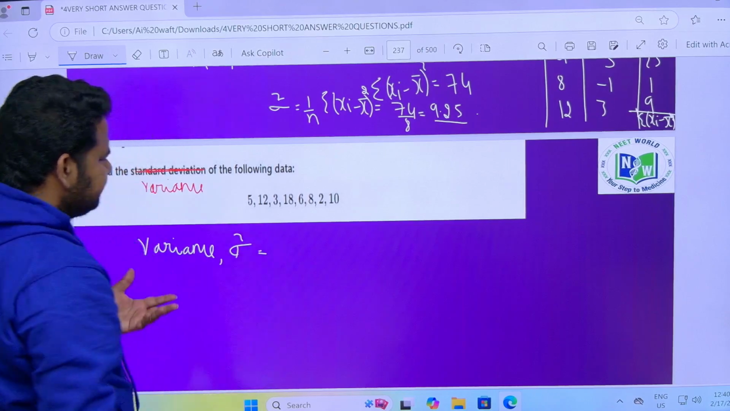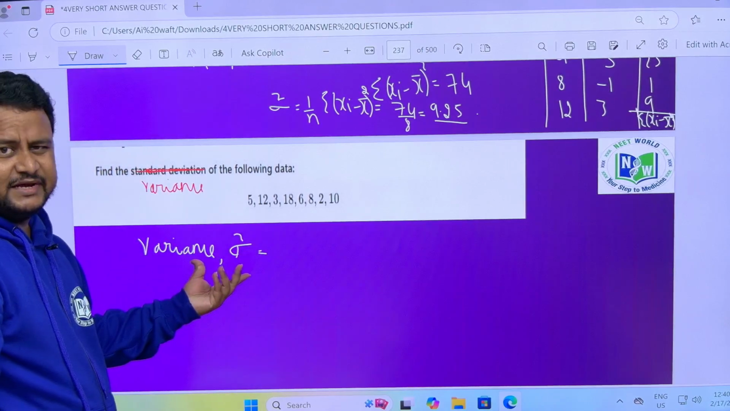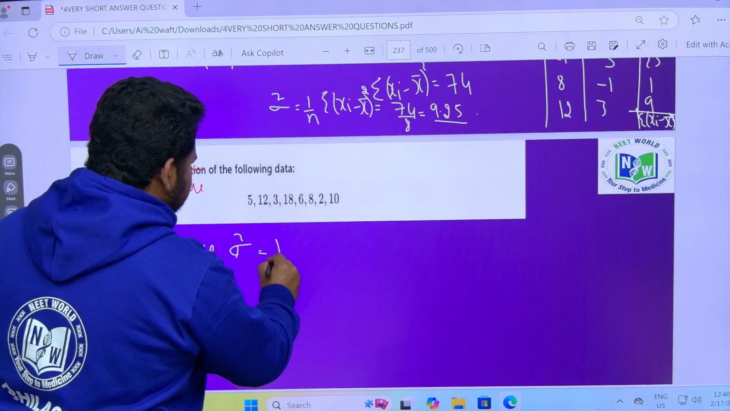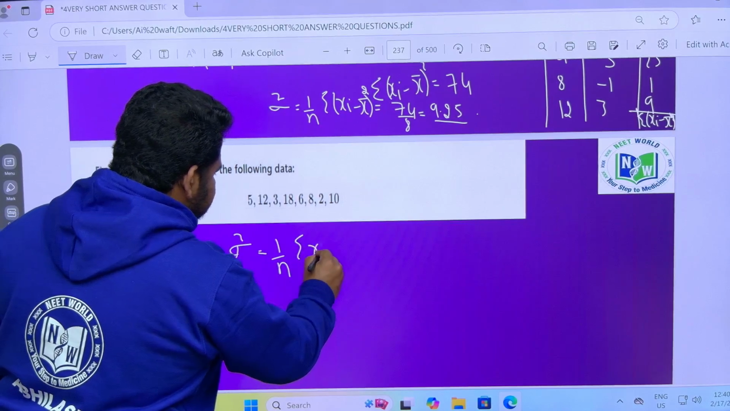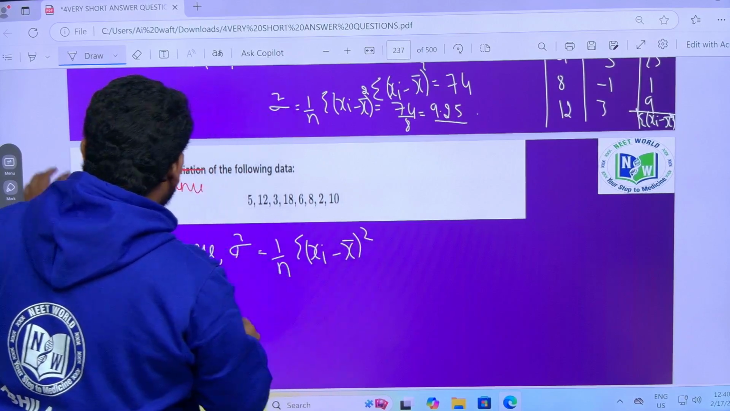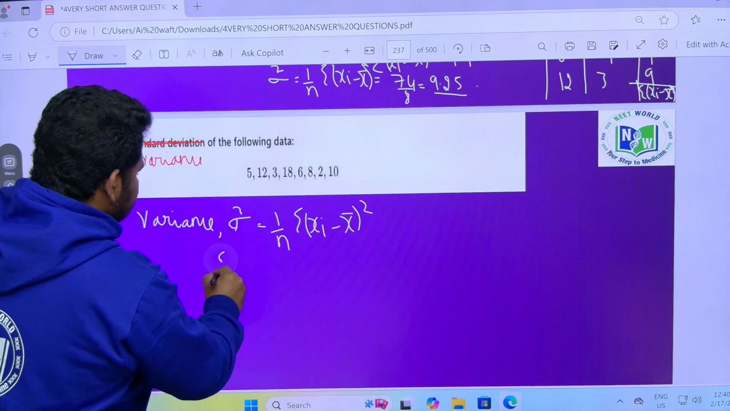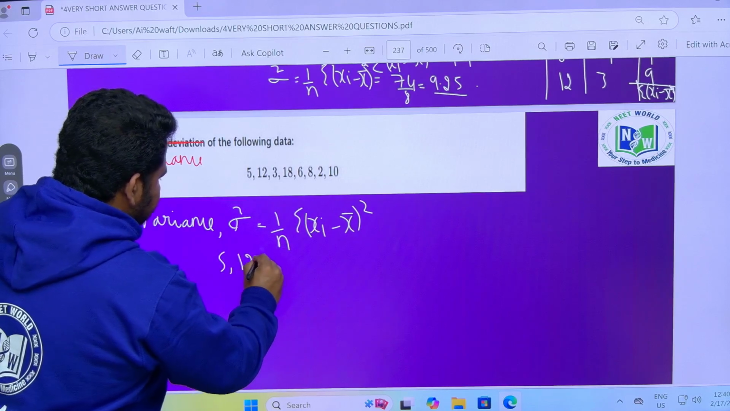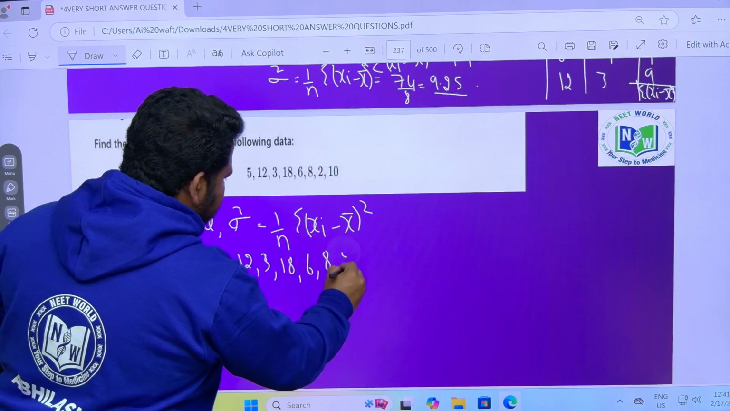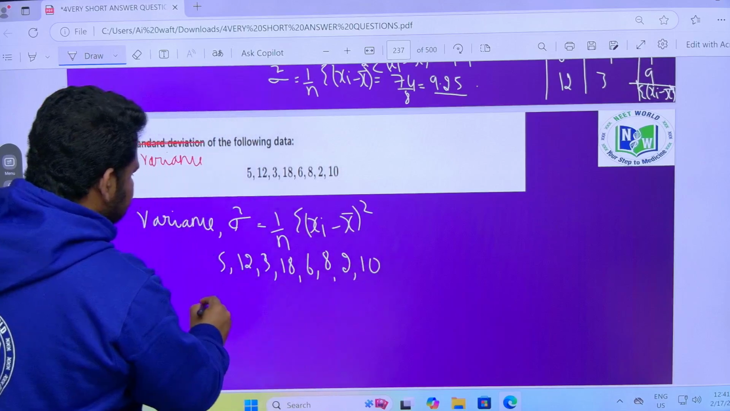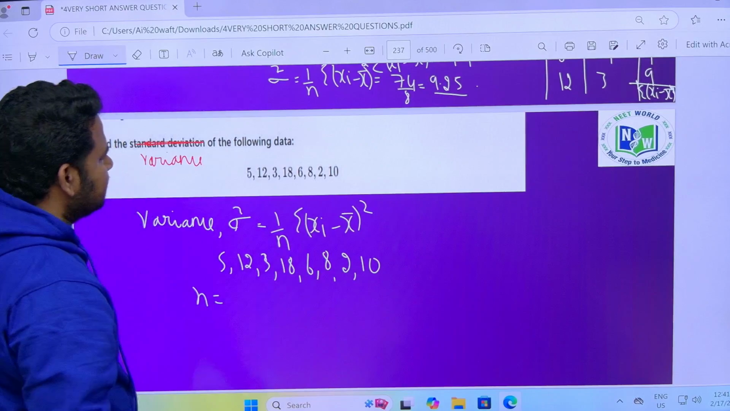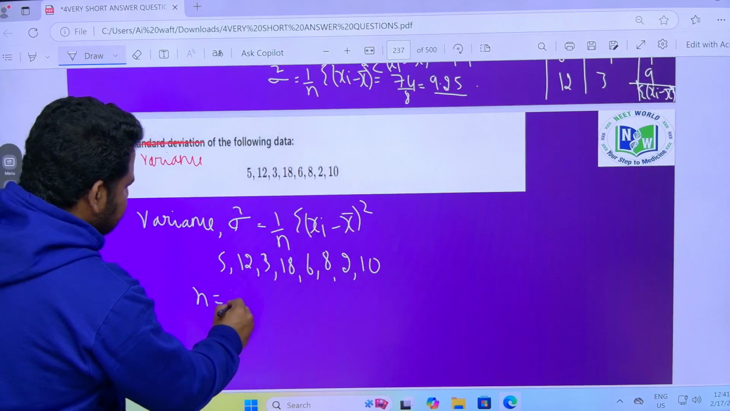Even if they ask for standard deviation, that is fine, because we first find the variance and then take the square root. Variance sigma square is equal to 1 by n summation of xi minus x bar whole square. So here, n is equal to what? Let us write the values. Observations: 5, 12, 3, 18, 6, 8, 2 and 10. N will be equal to 1, 2, 3, 4, 5, 6, 7, 8. The number of observations is equal to 8.